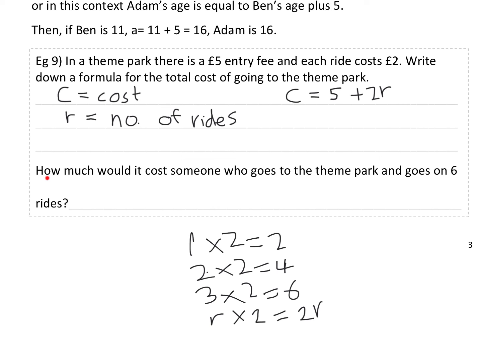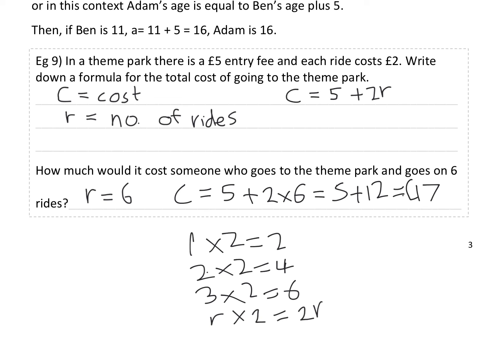How much would it cost someone who goes to the theme park and goes on 6 rides? Well, if they go on 6 rides, R represents the number of rides, so R would be 6. So the cost is going to be £5 plus 2 times the number of rides, which is 6. That's £5 entry fee, £12 to go on the rides, and that means £17 altogether to go to the theme park and go on 6 rides.